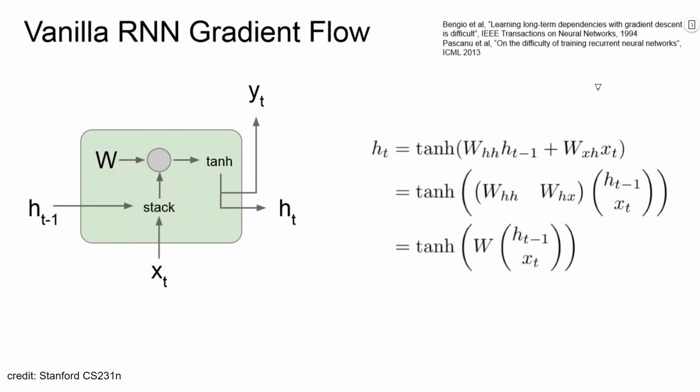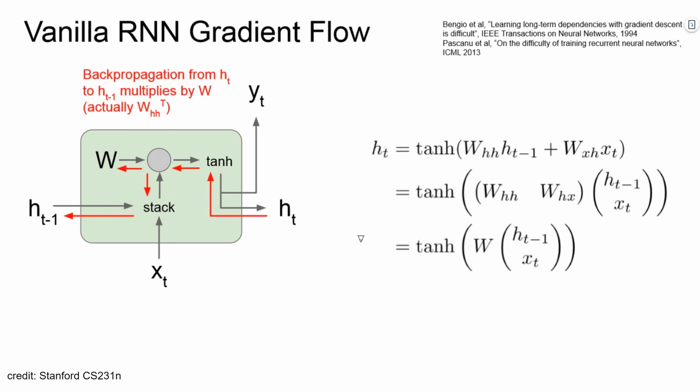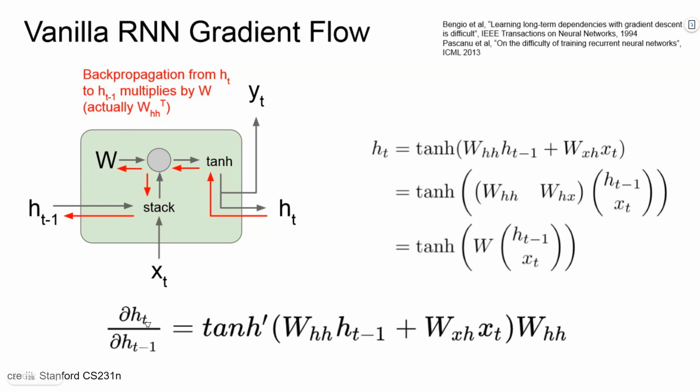Okay, next topic is gated RNNs. What does it mean by gating? First of all, let's think about the gradient flow of vanilla RNN. This is how we calculate the RNN hidden states. The backpropagation from HT to HT minus 1 multiplies by W, actually the transpose of W. And when we want to calculate the gradient of HT with respect to HT minus 1, we first need to take the derivative of hyperbolic tangent and calculate these values.